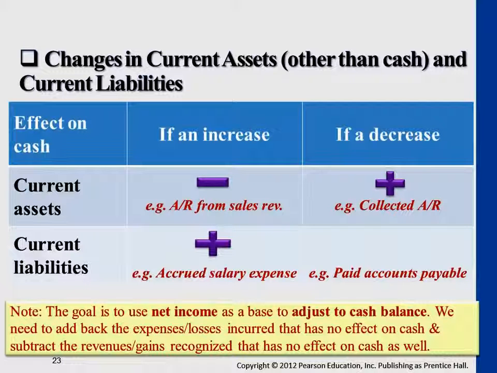Okay, so current liabilities, accrued salary expense is an example that I gave you. If last season compared to this season the current liability increases, that's the part where the expenses were already subtracted in net income, so we want to add it back. The other example, if current liabilities decrease compared to last year, think of it as paying off accounts payable. So if you pay off a liability, you definitely use up the cash, so we subtract that dollar amount.